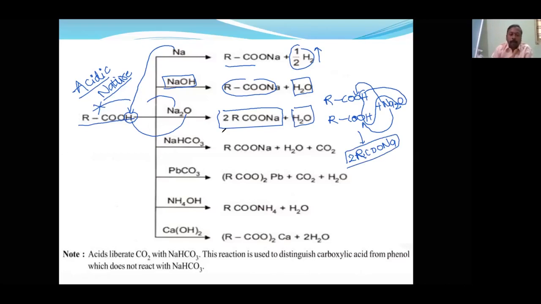And next, a very important reaction. What is its importance? I will tell you at the bottom. Okay. Then RCOOH plus NaHCO3, sodium bicarbonate. This is used as a test. Okay. This is called the sodium bicarbonate test.